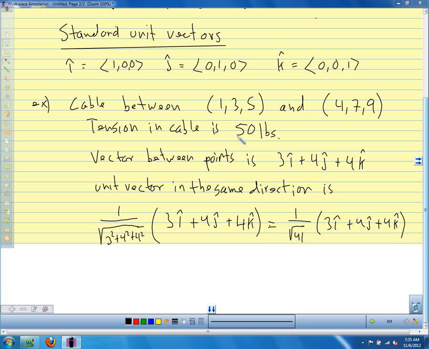And I guess we would then have to decide on the direction. Which direction is the tension in the cable going? So we can represent the force as 50 over the square root of 41 times this vector that is in the direction of the cable.